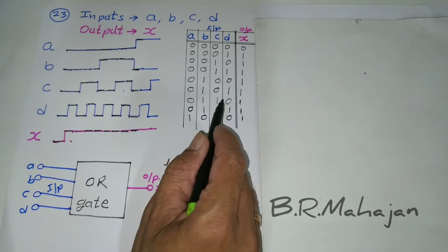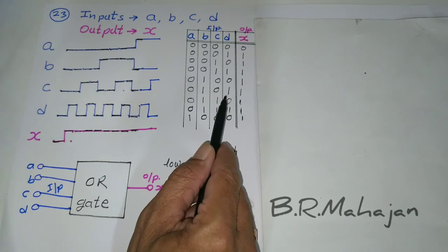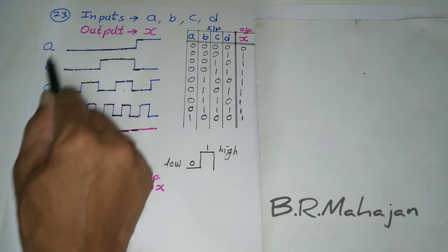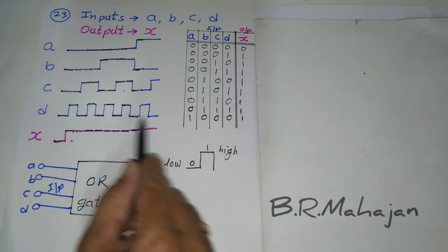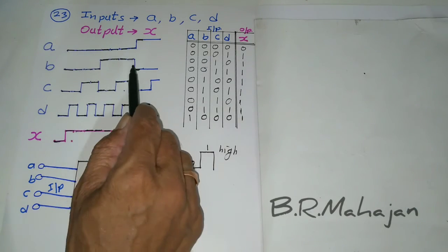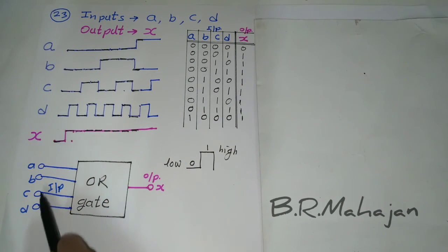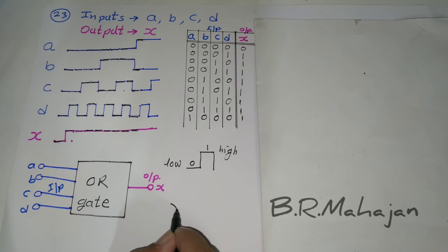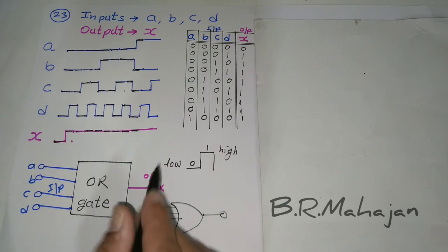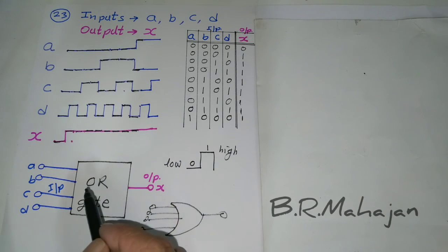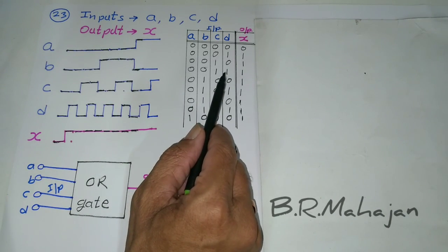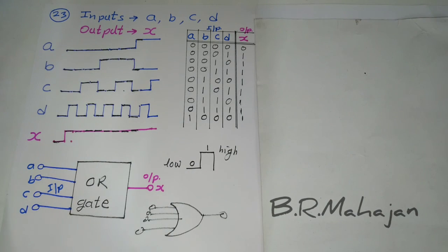So this is the truth table for the OR gate, and this truth table is a replica of this input waveform and output waveform. That's why the given input-output waveform shows the input and output of an OR gate, and the OR gate is represented by a symbol just like this. These are the inputs here, and this is the output. In this fashion, you can decide the input-output waveform corresponding to an OR gate with the help of this truth table. I hope you understand. Thank you very much.